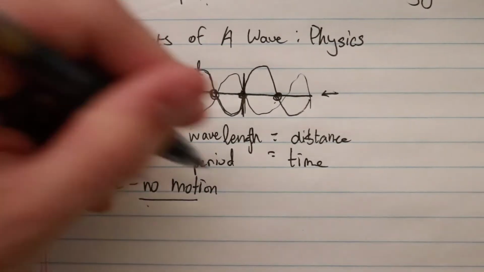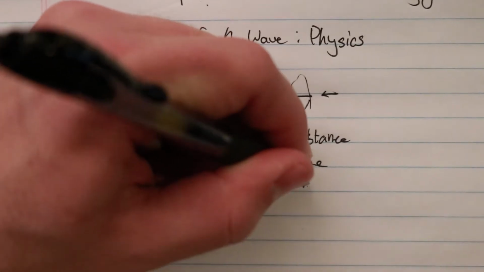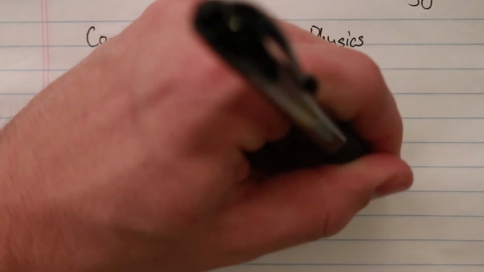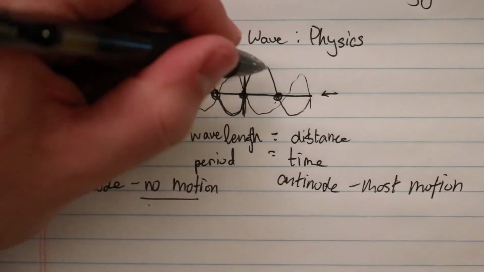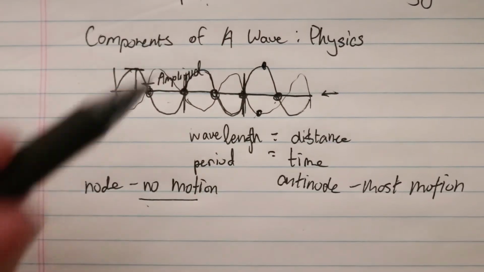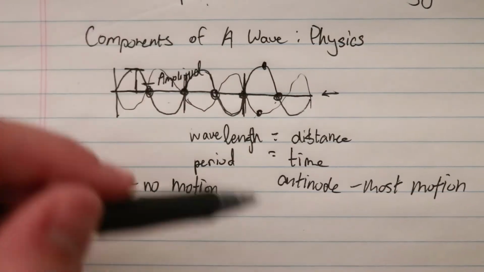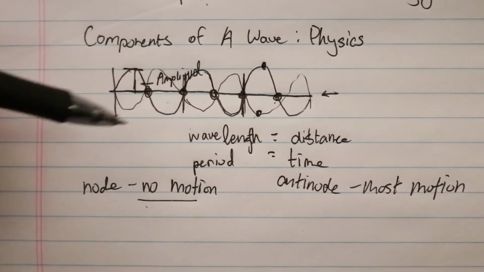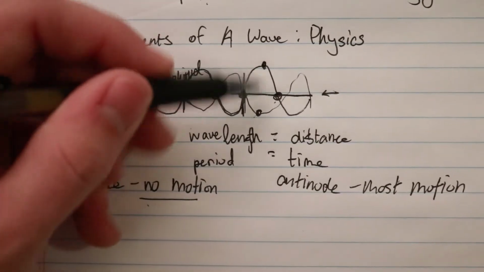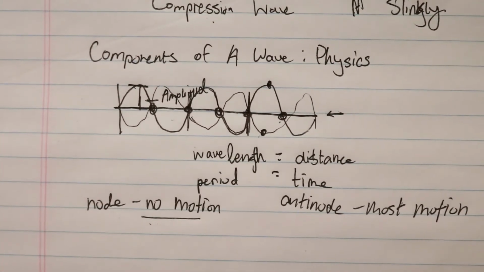It looks very stationary. And then you have antinodes. This is the most motion, or it travels the furthest. So your antinodes are here at the highest point and the lowest point of the amplitude. So where you have your max amplitude is where you're going to have your antinodes, and that's what's moving the most for the wave. So those are just some simple components.